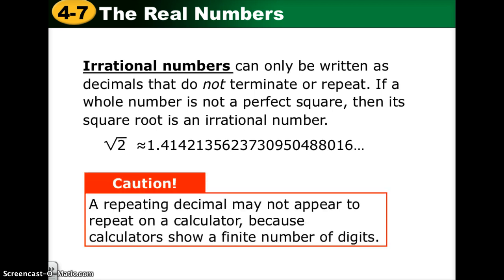A repeating decimal may not appear to repeat on a calculator. Because calculators show a finite number of digits, if it repeats after so many digits and it's not visible, it's possible that it is a rational number. You'll have to do your best with what you can work with.